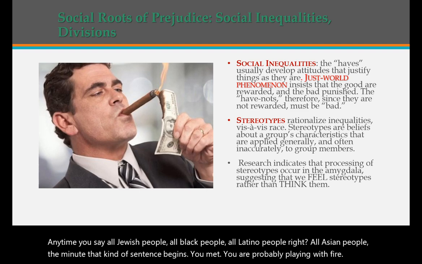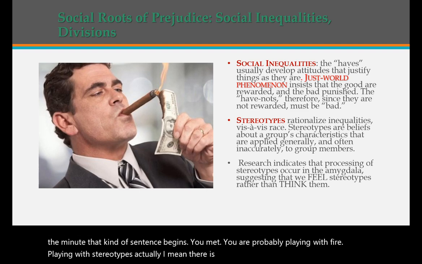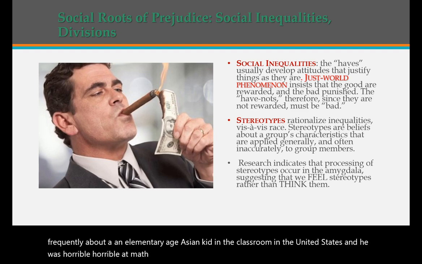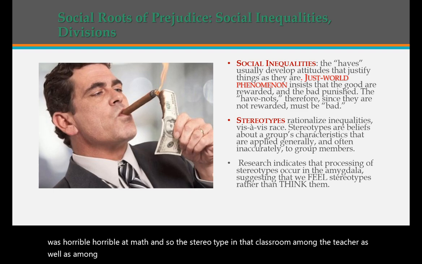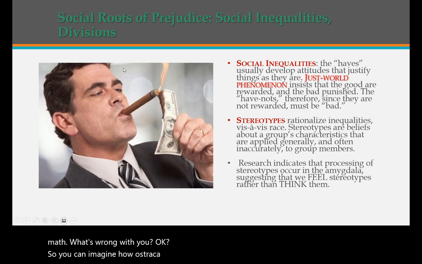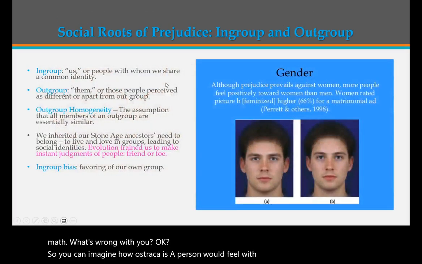Actually, there is a story that we tell in social psychology quite frequently about an elementary age Asian kid in a classroom in the United States. And he was horrible at math. And so the stereotype in that classroom, among the teacher as well as among the students, was that you're from Japan, you should be good at math. What's wrong with you? Okay? So you can imagine how ostracized a person would feel with those kinds of comments.